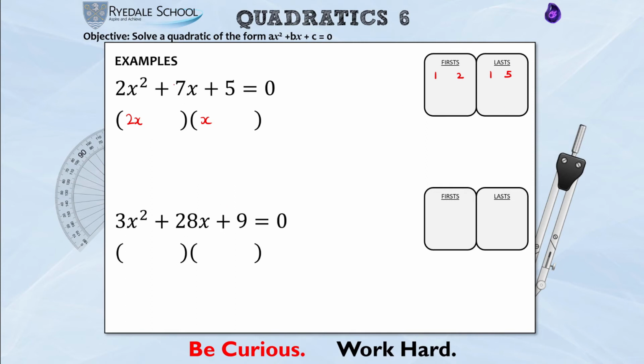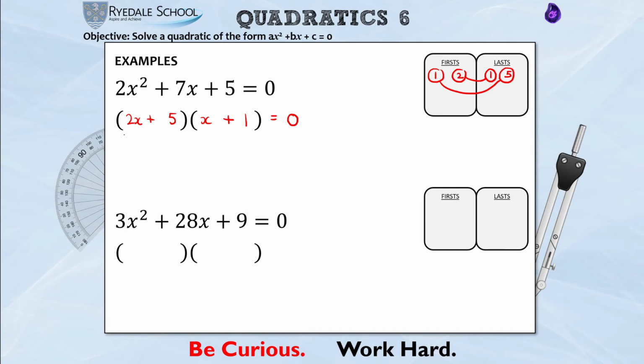But how is it going to multiply to make 7? Well, 2 times 5 isn't going to work because that's going to be 10. So the 2 needs to times by the 1, and the 1 needs to times by the 5, and that will be 2 and 5 that will make 7. So 2 multiplies by 1, 1 multiplies by 5, and the signs are both add. I'll put equals 0 on the end. So that's the first step, factorise.